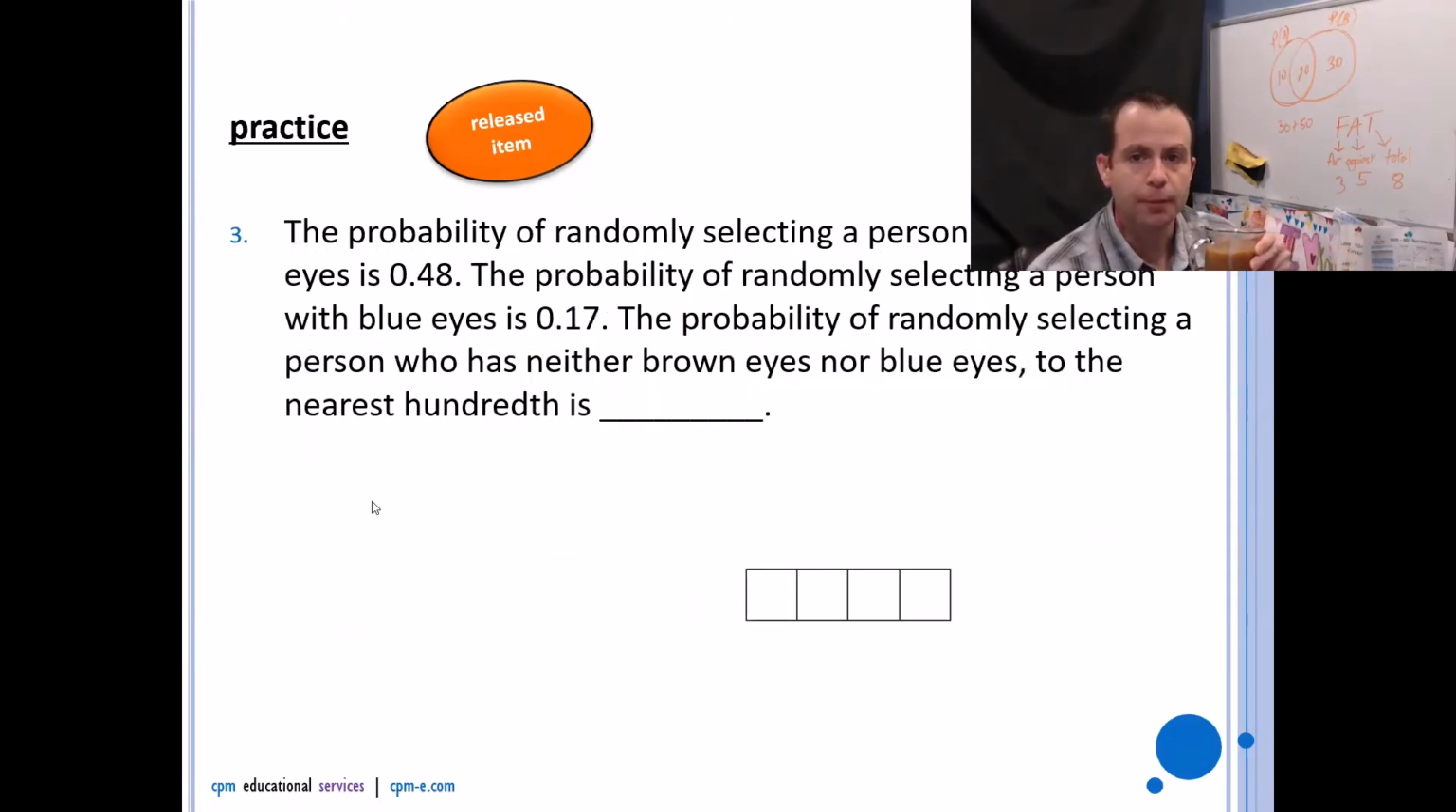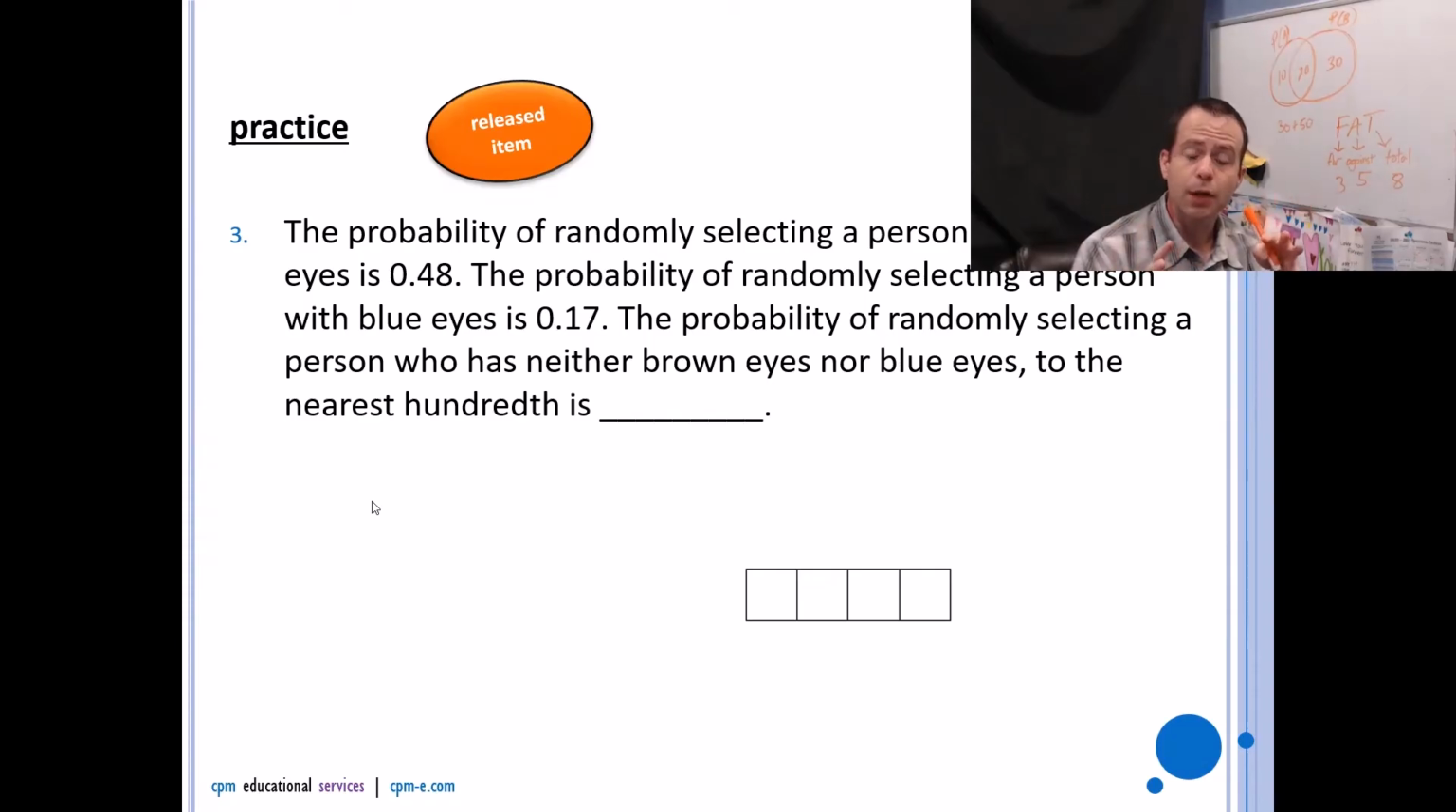Okay, the probability of randomly selecting a person with brown eyes is 0.48. The probability of randomly selecting a person with blue eyes is 0.17. The probability of selecting a person that doesn't have brown eyes or blue eyes. Well, either I have brown eyes, or I have blue eyes, or I don't have brown eyes or blue eyes. Okay? Doesn't matter all the other shades you're thinking about.